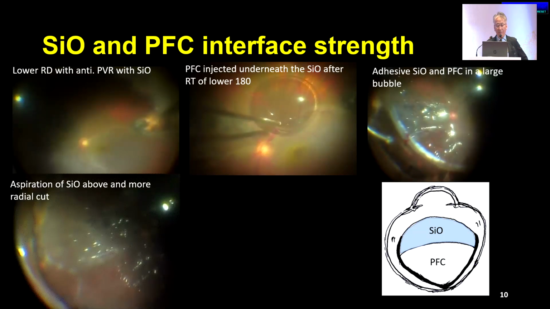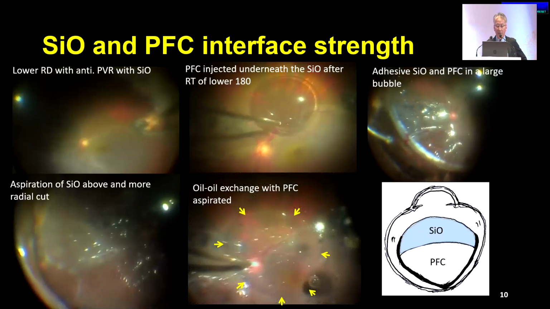So then I had to aspirate the silicone oil to decrease the buoyancy, and I made more radial cuts for this patient. Finally I flattened the retina, and then I did the oil exchange, the perfluorocarbon and silicone oil exchange, to flatten down the retina.